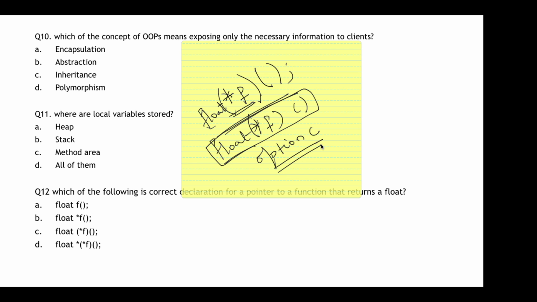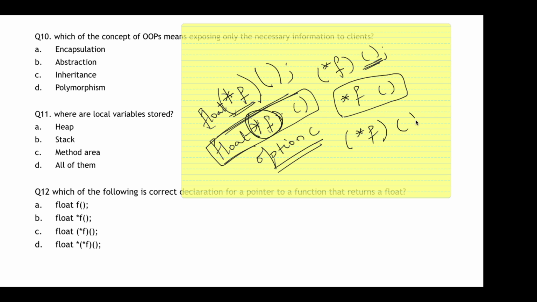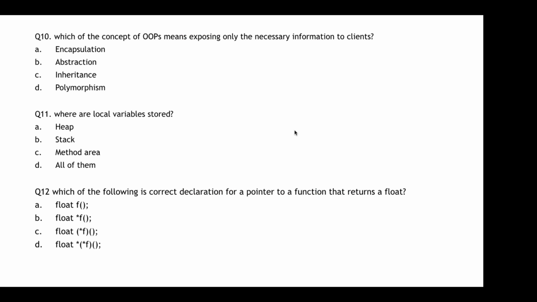So always remember, for a pointer to a function, it is defined within the bracket, okay? This bracket is mandatory, else this will get confused, okay? The system will get confused with this and this. It will not understand what it is. So it's always important that we specify this within the brackets, okay? So here your answer is option C.